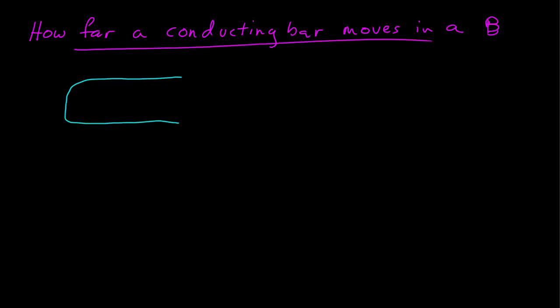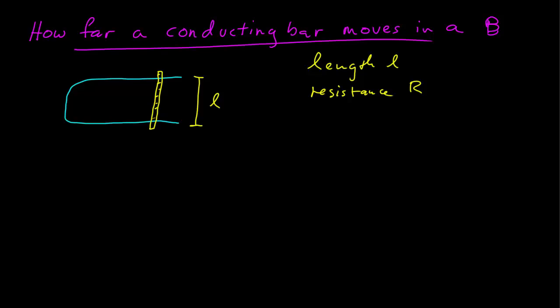In this problem, I have this blue wire, which is a perfectly conducting set of wires, and they make up a set of rails on which I place this bar. So this bar has a length L, inside the set of rails. It has a resistance R, and it is inside a magnetic field.